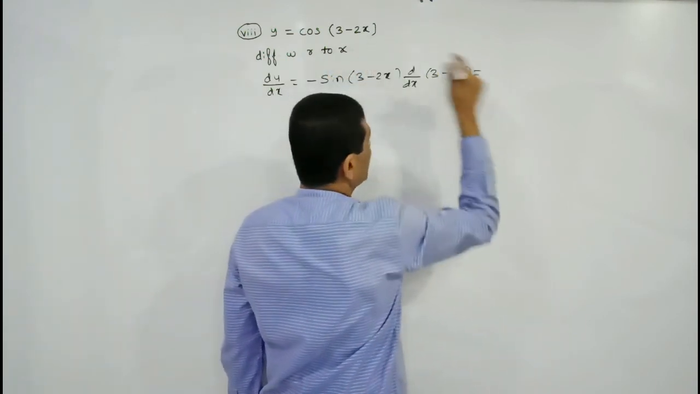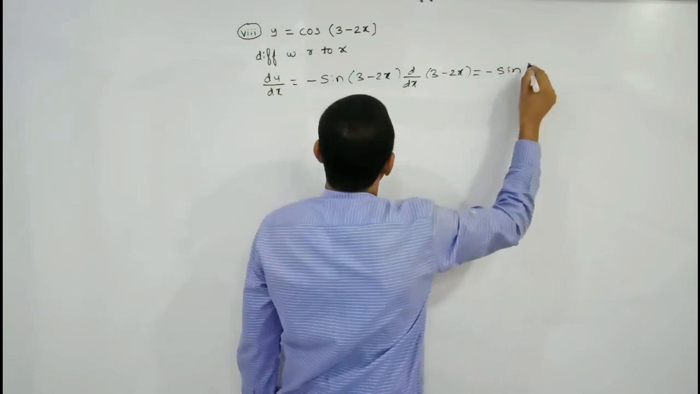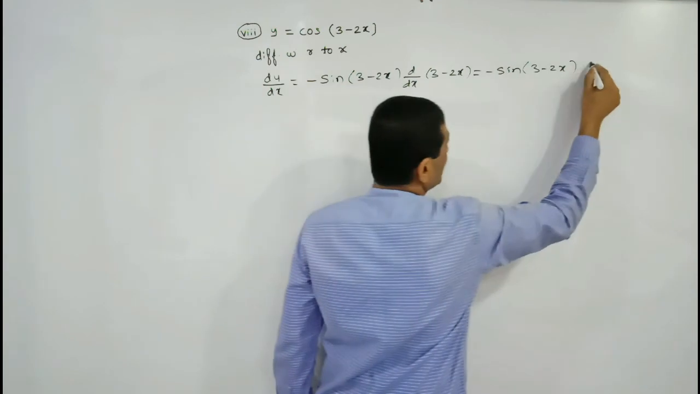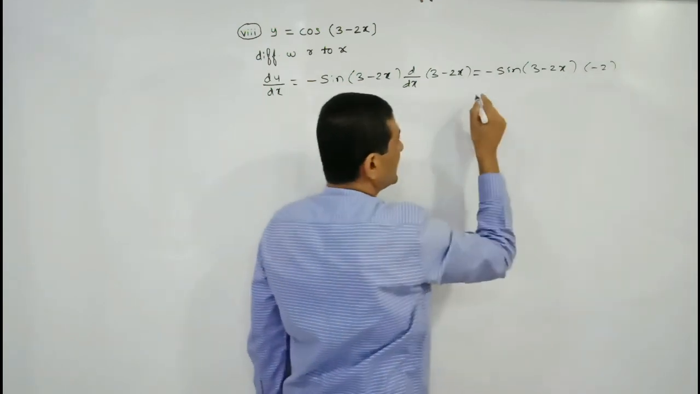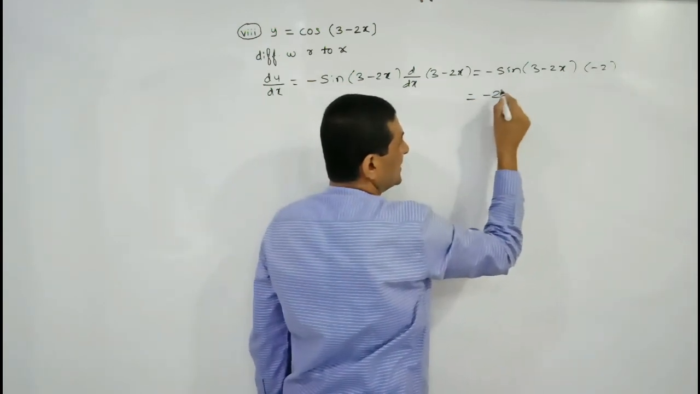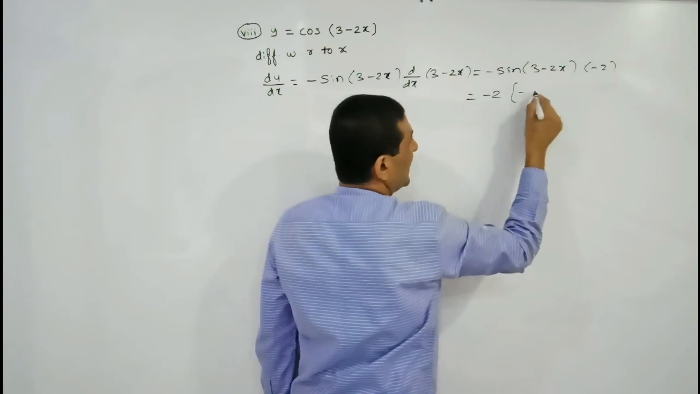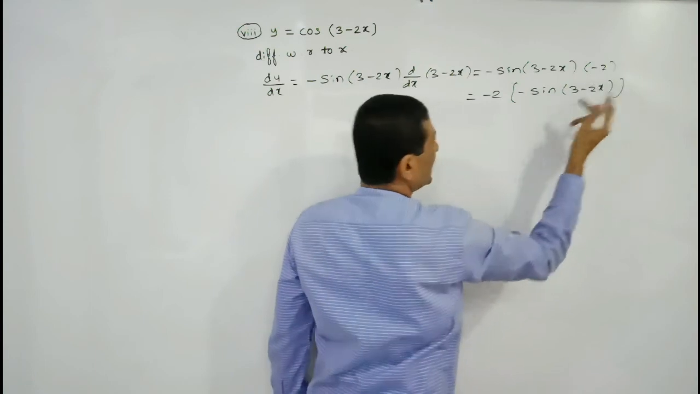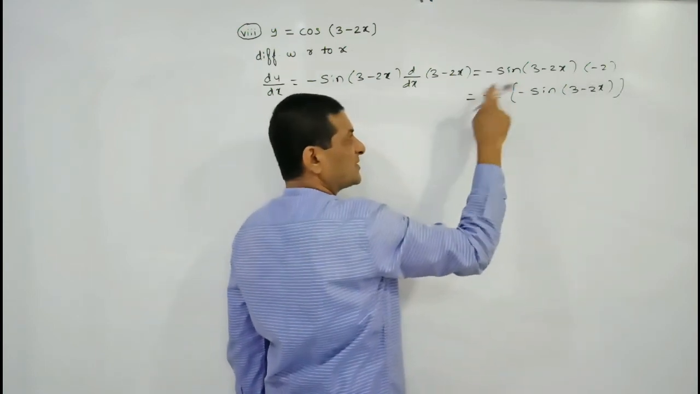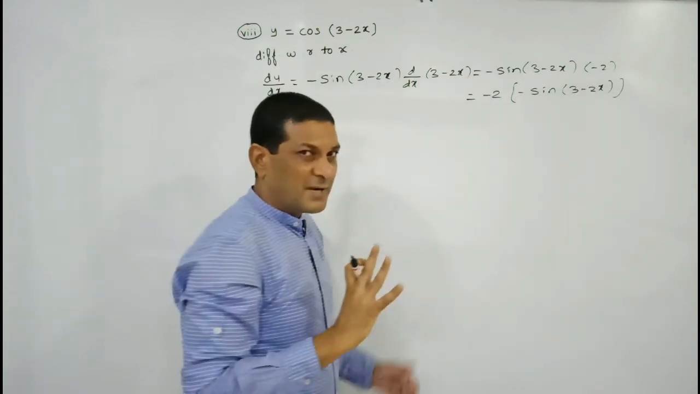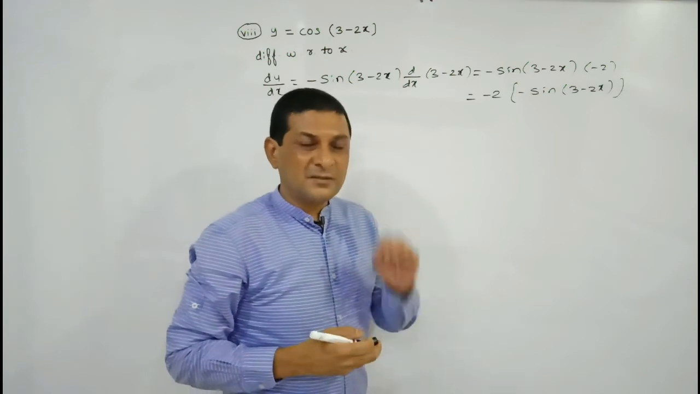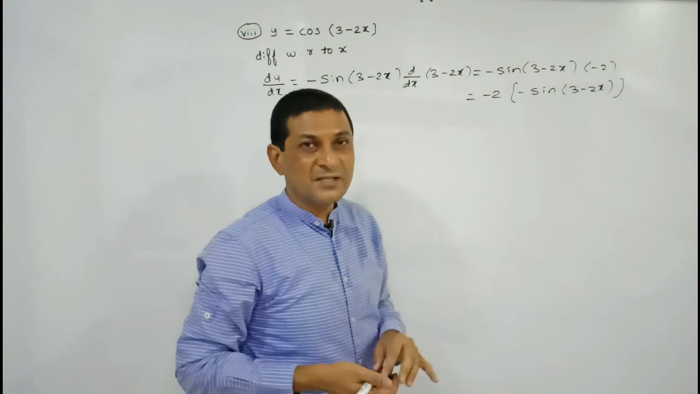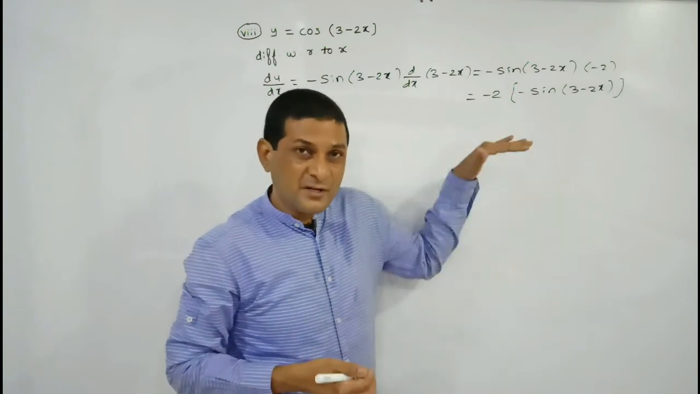Yes, so keep this term as it is, minus sine 3 minus 2x, and the derivative of this term will be equal to minus 2. I am simply writing minus 2 here, minus 2 into minus sine 3 minus 2x. Here I am able to simplify it also. Minus into minus will become what? Plus. But I am not simplifying it. To get our required result, it is important to keep minus 2 as it is, because we are trying to arrange every term in the same form.